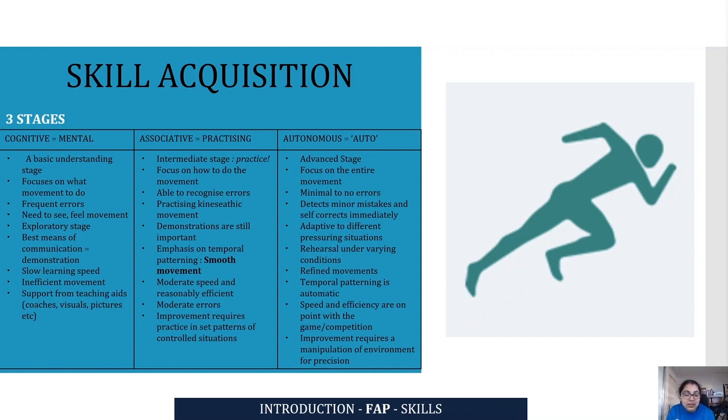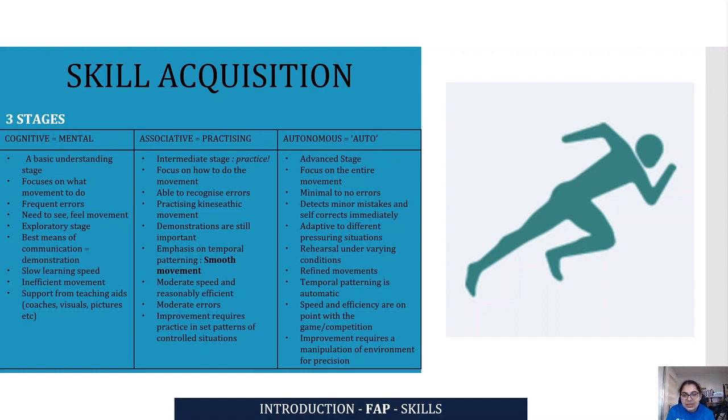So you may still be making moderate errors. However, improvement requires practice in set patterns of controlled situations. So you are now practicing more, but you're still doing it in a controlled situation. You're not doing it in like a game or competition situation. However, you are now starting to put it into practice.